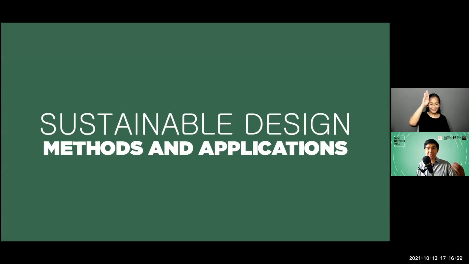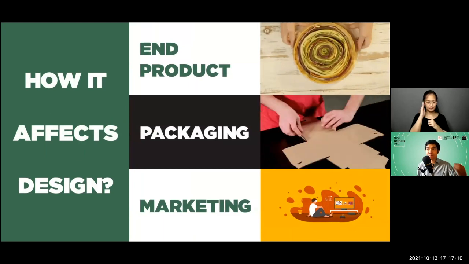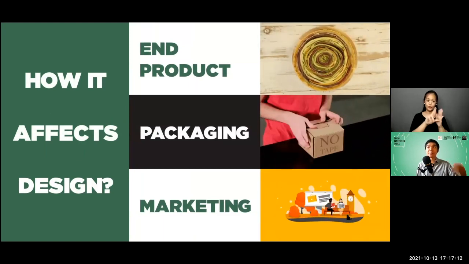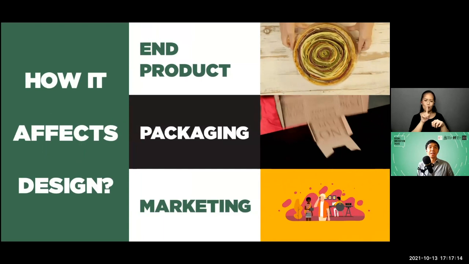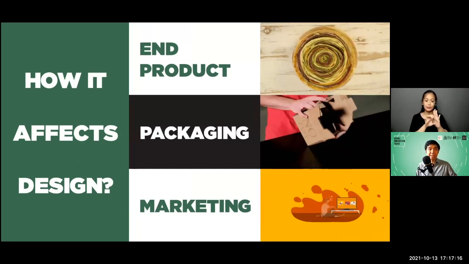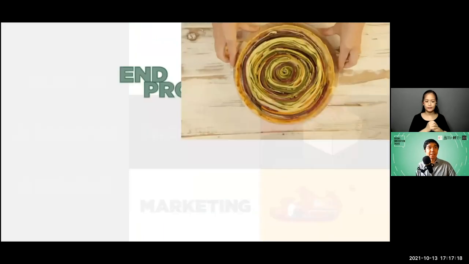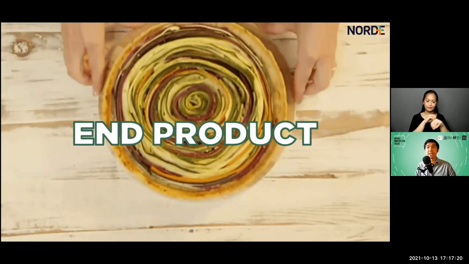Now, as I mentioned before we started, this one will be focusing more on methods and applications of applying sustainable design. So first, again, let's recap very slightly how it affects design and some examples that we can do. Design and sustainability affects first and foremost the end product.